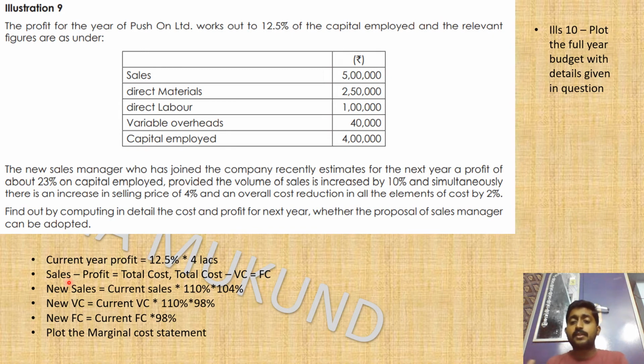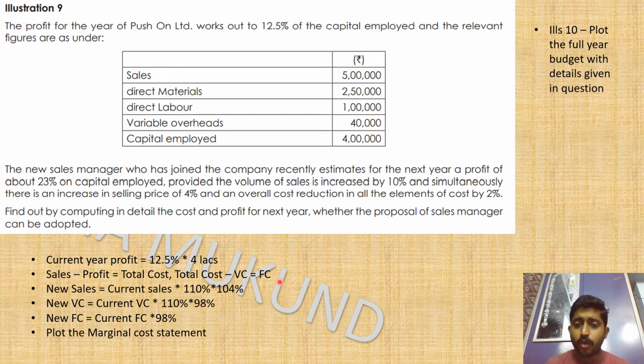So if you reduce the profit from the sales revenue, you are going to get the total cost, which is nothing but the fixed cost plus variable cost. Variable cost is already given in the question. So total cost minus variable cost, you can find the fixed cost also. Yes, so we have found the fixed cost also now.